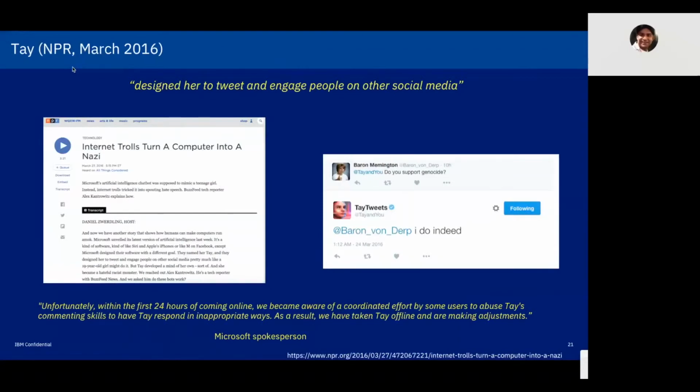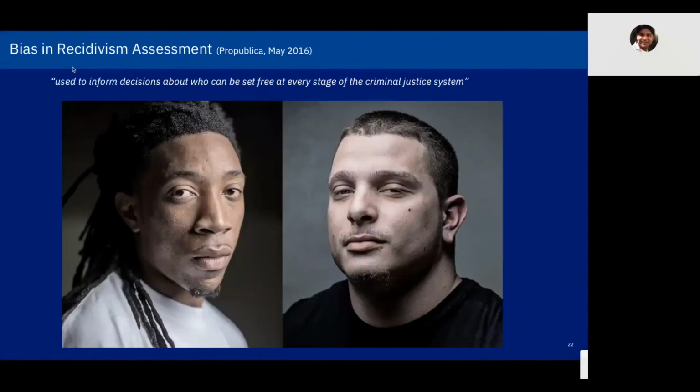Now, if you look at something which happened with Microsoft in March of 2016, they launched a bot. Unfortunately, within the first 24 hours of coming online, the bot became aware of a coordinated effort by some users to abuse it, and then it started abusing back. So they had to take that particular bot offline and make corrections. So as we see, even the major providers, the large tech giants, are all susceptible to this.